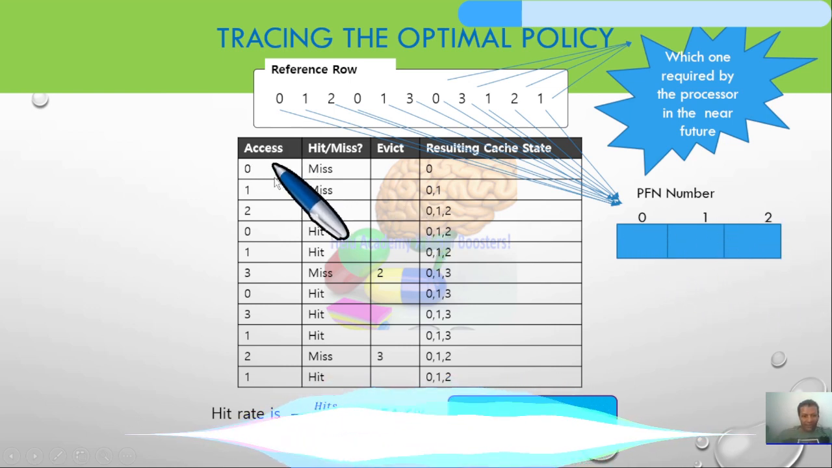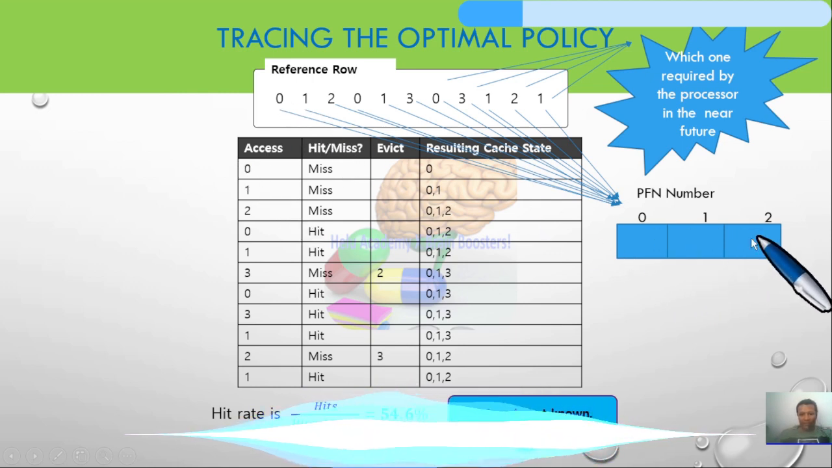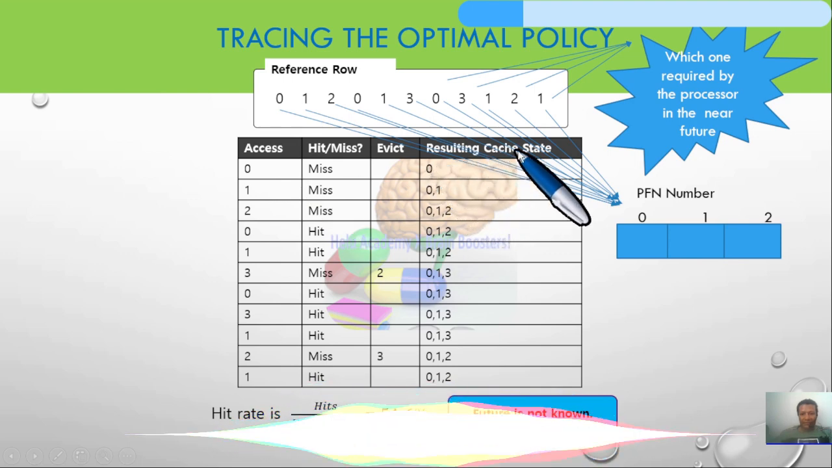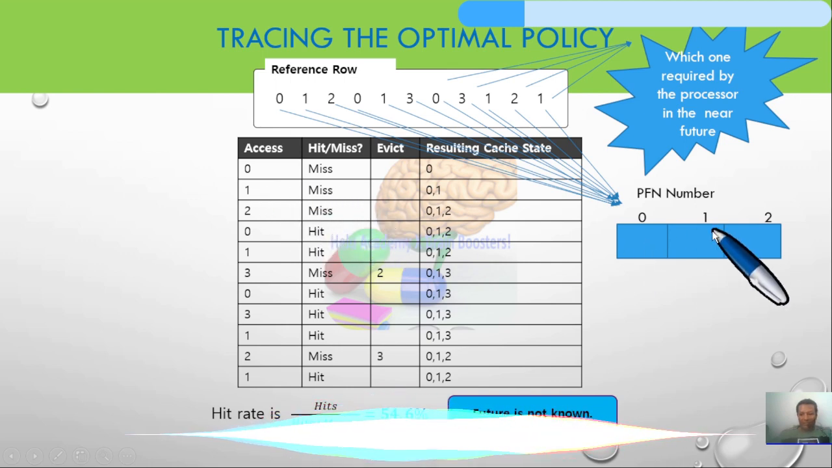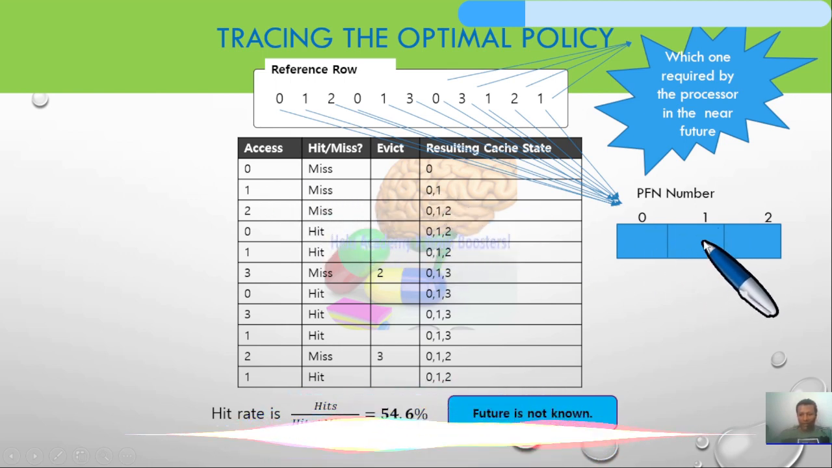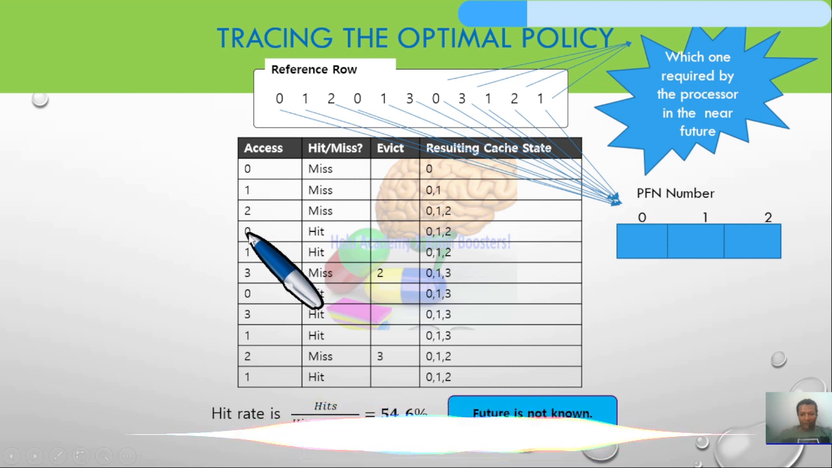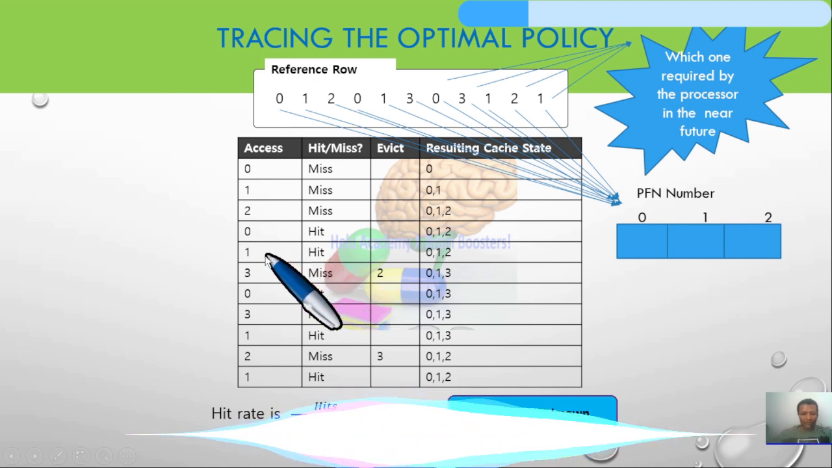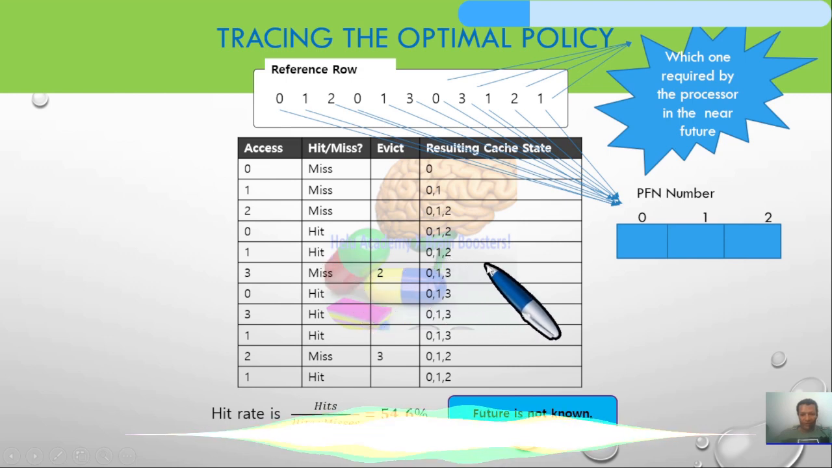Let's say this is access. First 0: there is no 0 here, it's empty, so it is a miss, and the resulting cache state will be 0. Then 1 is a miss, there is no 1, so 0 and 1 will be here. Again 2 is a miss, so 0, 1, 2 will be the resulting cache state. Now 0 is a hit, there is no problem, 0, 1, 2. 1 is required by the processor, and it is a hit because it is in the frame, 0, 1, 2.